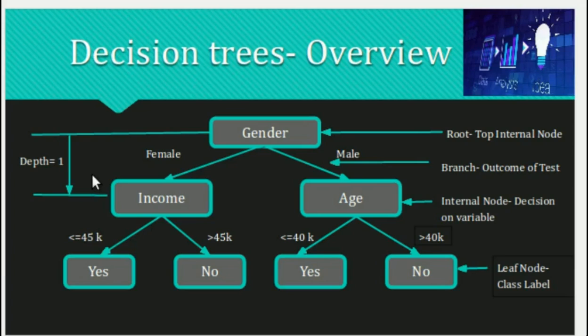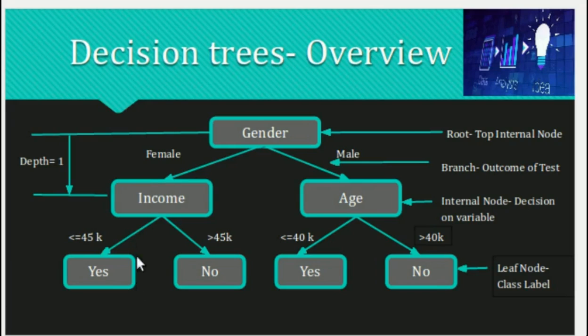The depth of a node is the minimum number of steps required to reach the node from the root to the leaf node. For example, the nodes income and age have depth 1 from the root node. Now you can see the 4 nodes on the bottom of the tree. So it has a depth of 2.